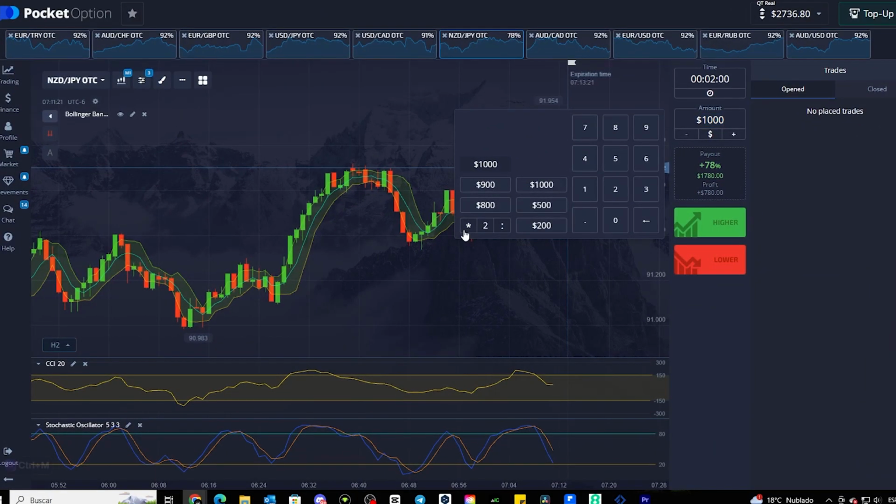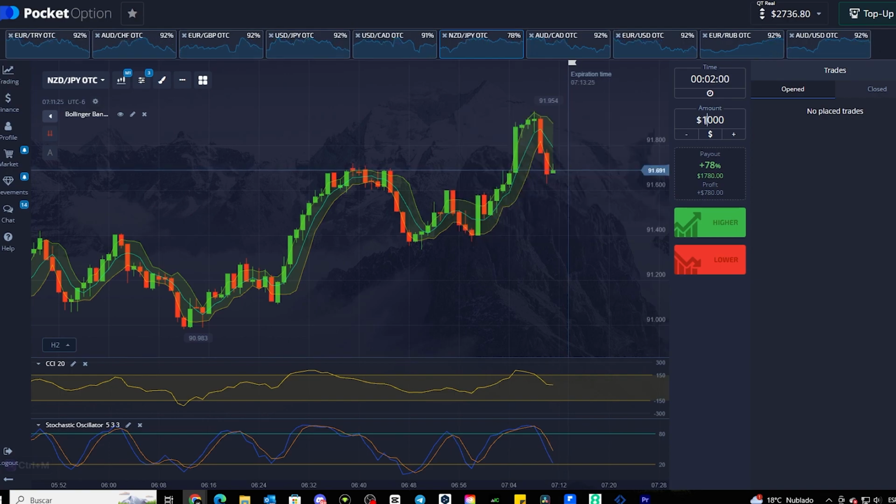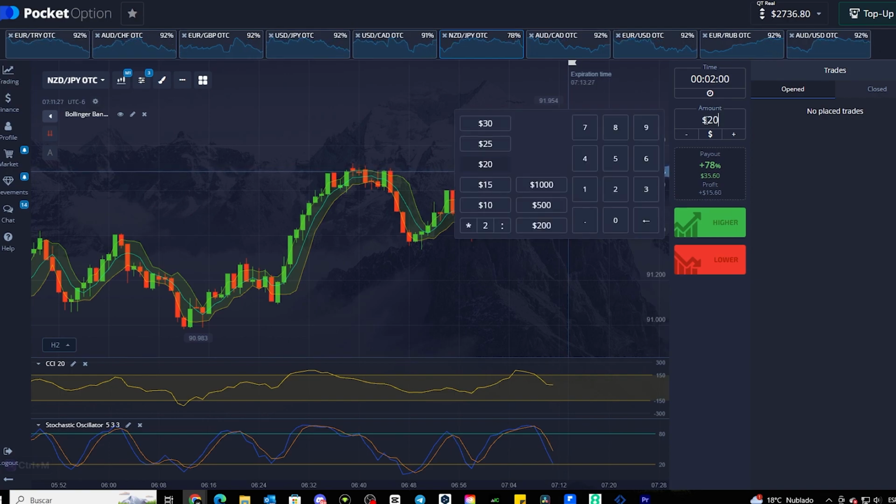And there you have it, my fellow traders, a simple yet highly effective 2-minute strategy for binary options trading using Bollinger Bands and the Stochastic Oscillator. Remember to practice this strategy on a demo account before diving into real trades. As always, it's crucial to stay disciplined and manage your risk effectively.